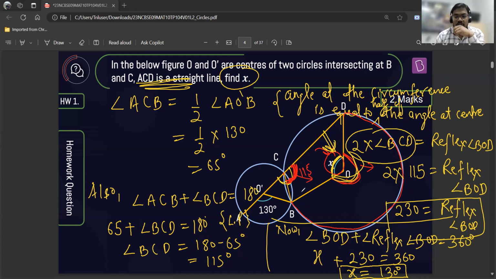I hope you understood this one. Is there any problem? Put down your question in the chat box. I will take your query after the session. So this X value is 130. These are the two homework questions. This is the first one, and one more question is coming in the next part. Let's move on to the next question now.